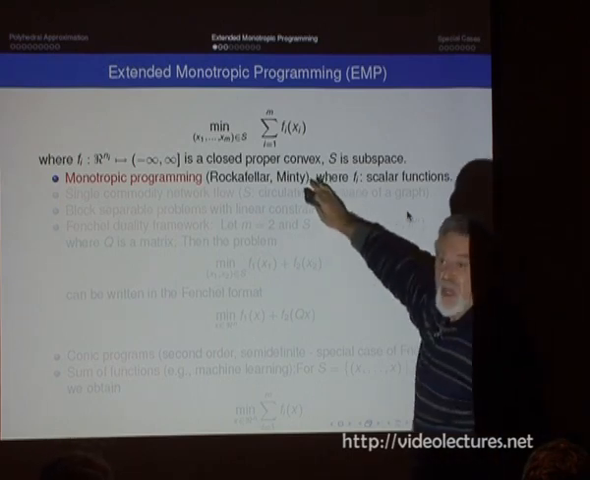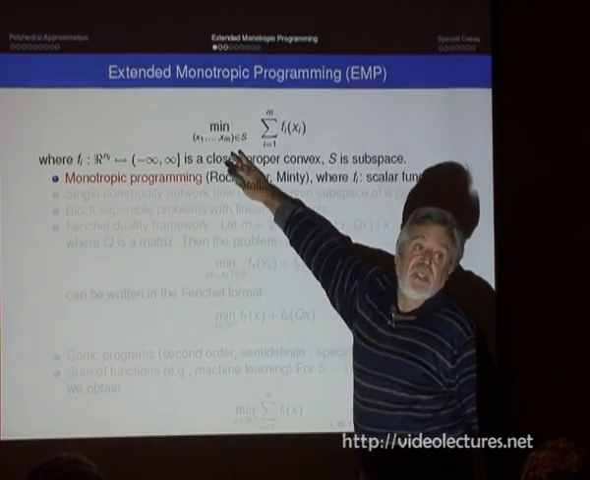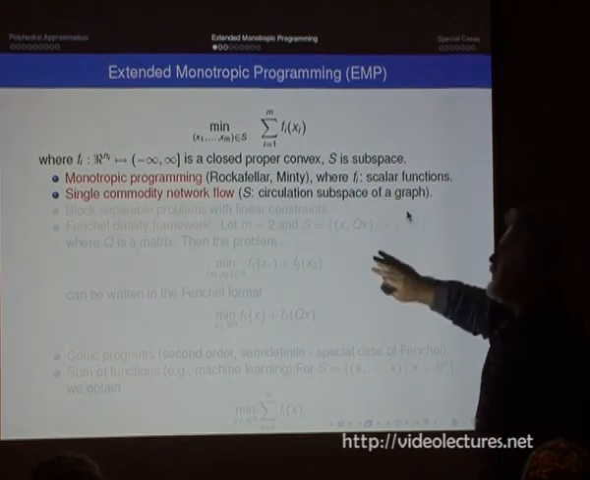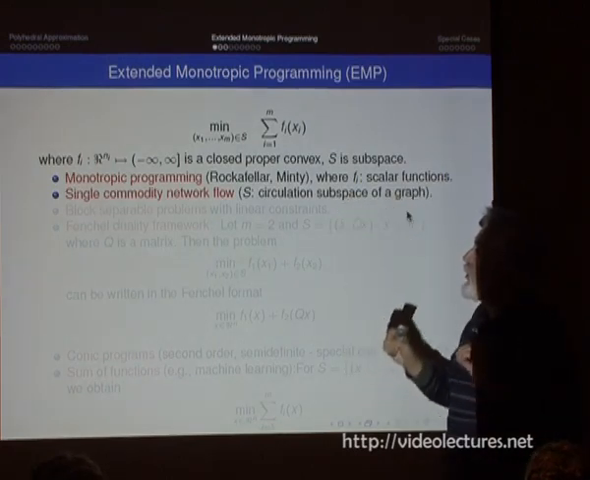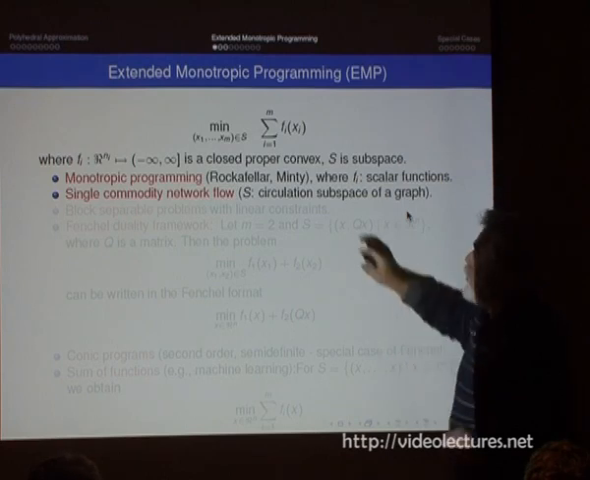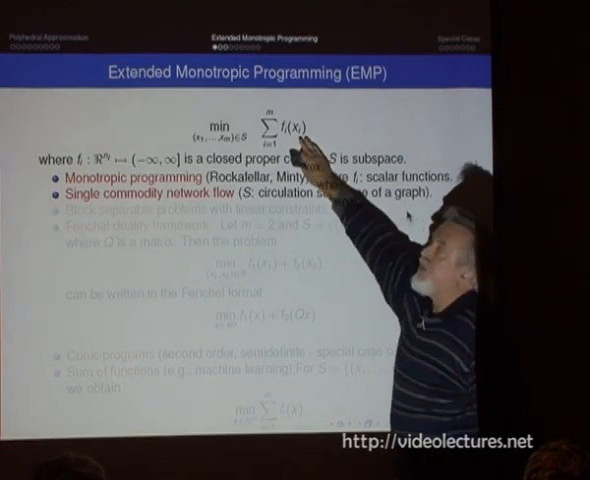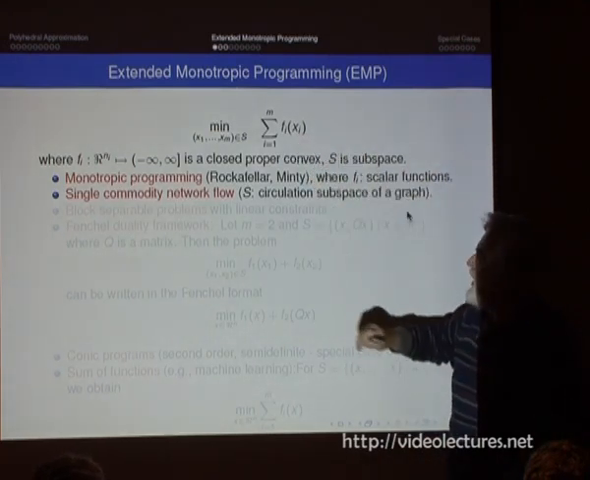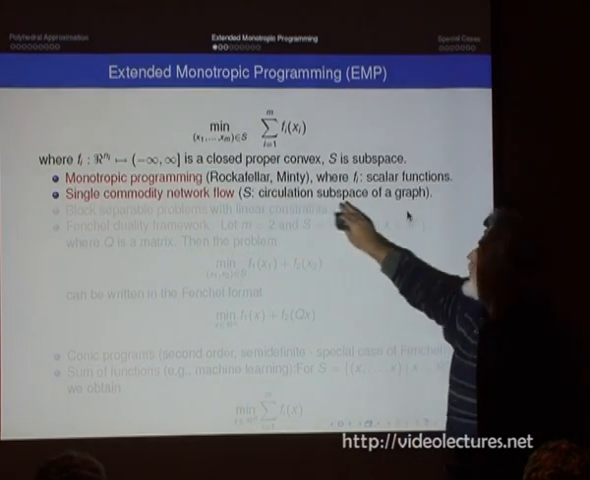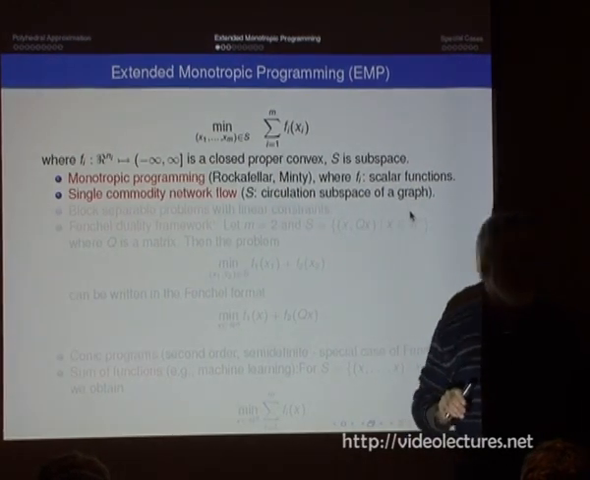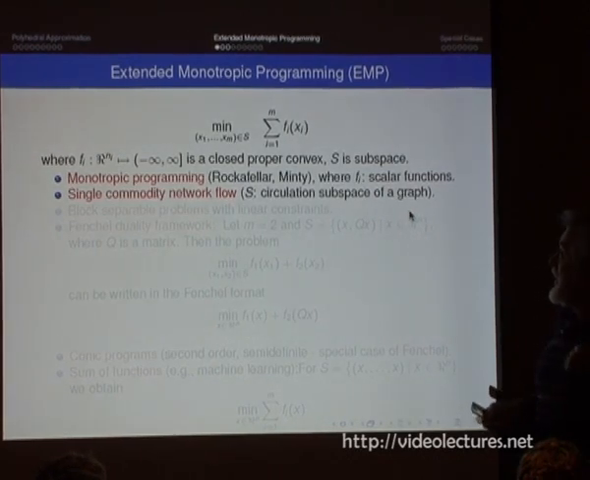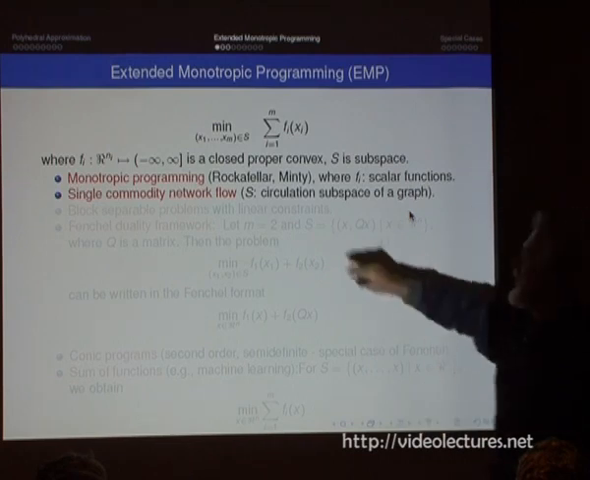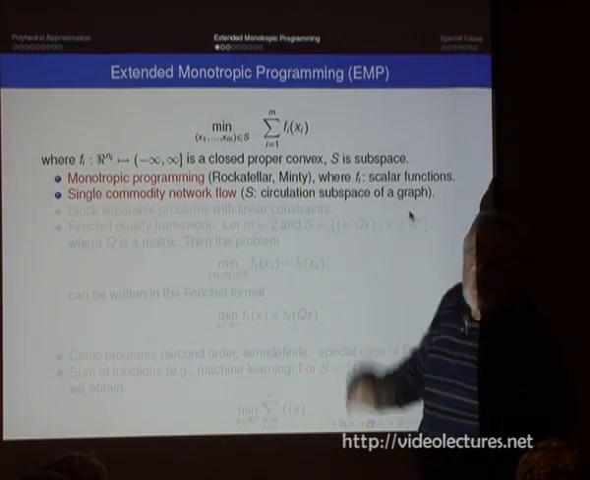Now we are considering a more general problem because the x's can be multidimensional, not just one-dimensional. A special case of monotropic programming is the classical single commodity network flow problem with convex cost. Think of these x's as being flows on arcs in a network, and think of the subspace S being the circulation subspace of the corresponding graph. Then this problem becomes: find a circulation within a graph that minimizes the sum of arc costs. It's a classical problem.